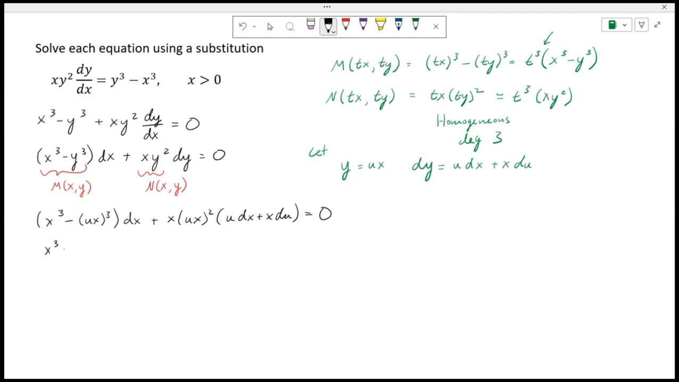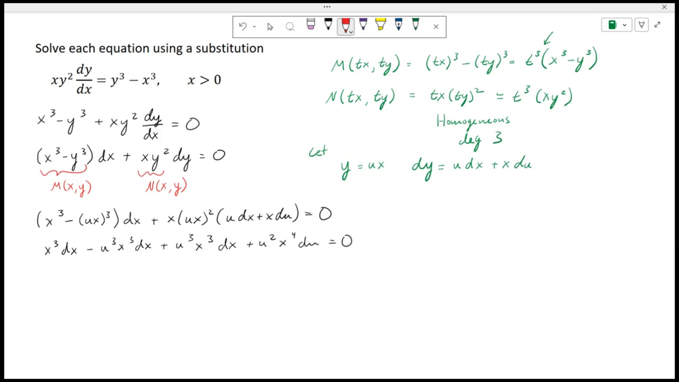This will give me x cubed dx minus u cubed x cubed dx plus x squared, u squared x cubed. And let's all distribute all of that at once here. So this will give me, I'm going to have a u squared and a u, so that's going to be u cubed times x cubed dx. And then distributing everything to the second term, the x du, that is going to be u squared x to the fourth du, all equals 0.